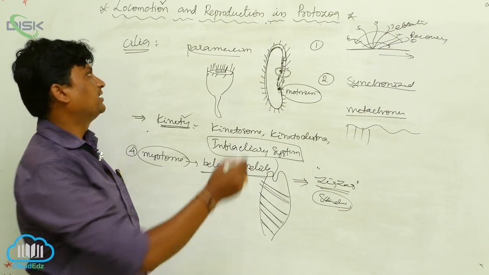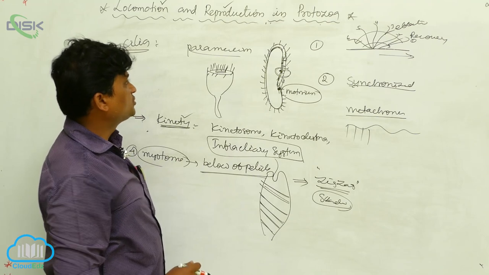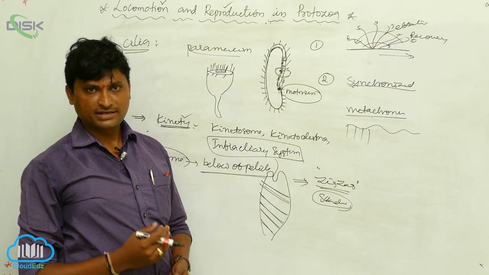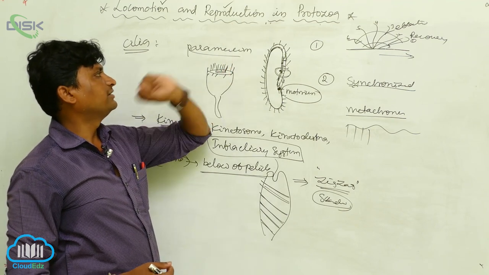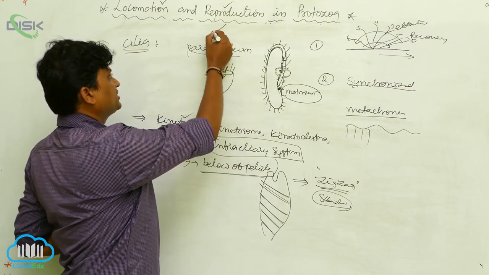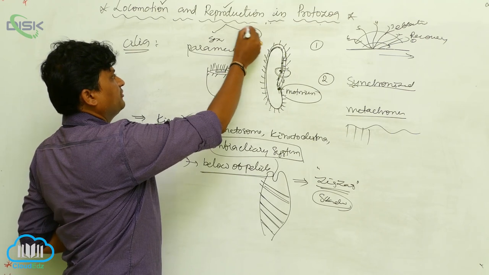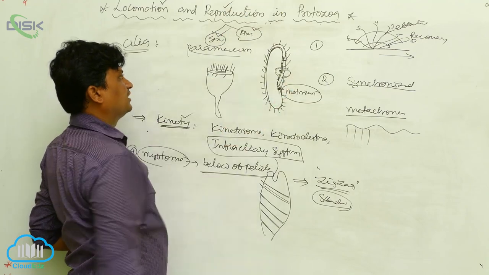Let us go to reproduction in protozoa. Reproduction is also considered as the production of other organisms. That is the major concept of reproduction. In protozoans we see sexual and asexual reproduction. First we are going to discuss asexual, then after that switch to sexual reproduction.